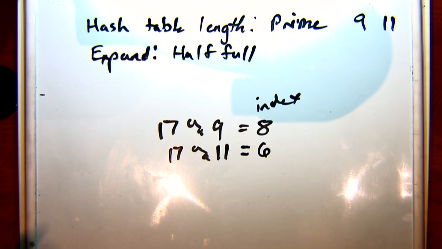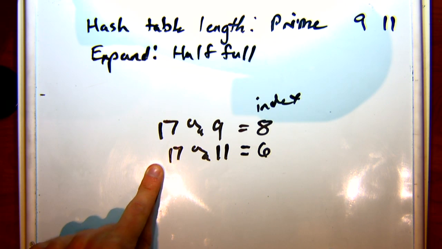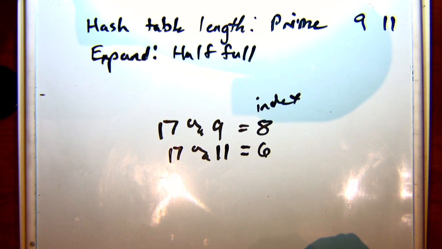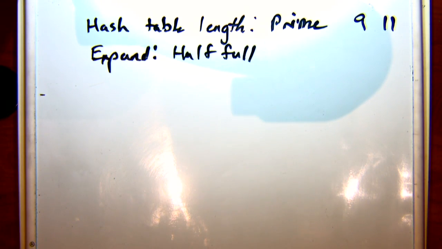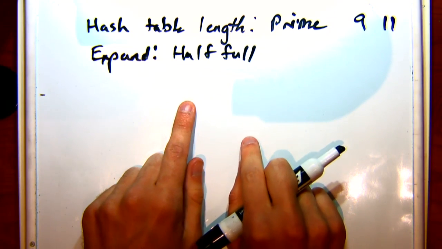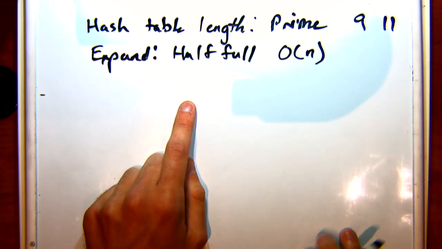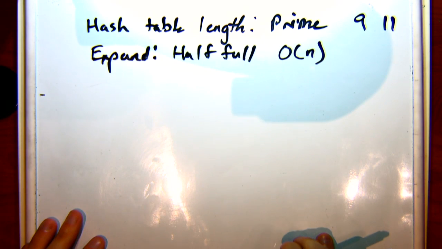So if we just copied that data back over, and we tried looking for 17 at its original index 8, we're not going to be able to find it, because we're going to be looking at 6 instead. So we have to rehash all of that data again, which ends up being an order n operation. So expanding a hash table is pretty expensive, because you have to create that table, which is already an order n operation, and then you have to rehash all of the data, which is another order n operation. So we don't like to have to expand the hash table.